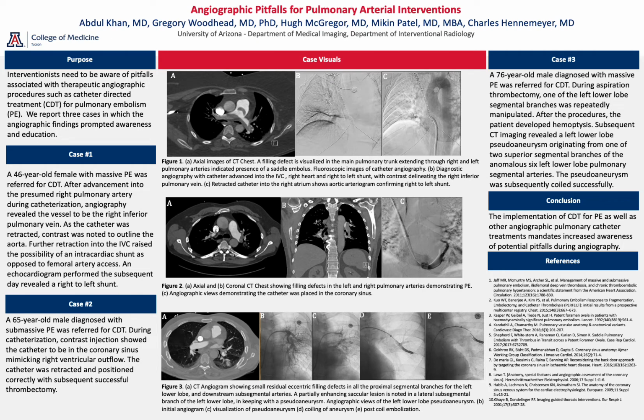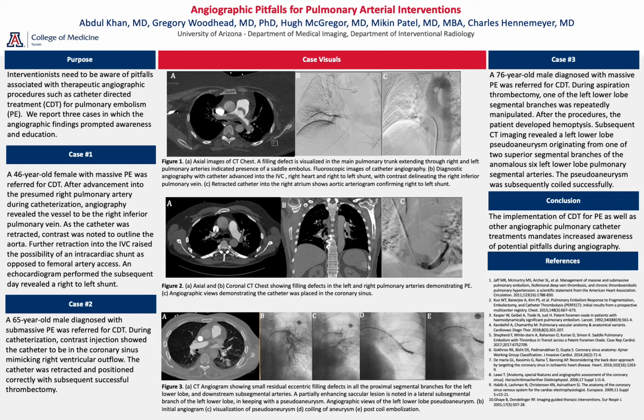In this patient that was receiving thrombectomy for pulmonary embolism, the catheter was noted to be in the coronary sinus. This is a more common pitfall seen with patients undergoing cardiac catheterization, having to do with the anatomy of the coronary sinus, but it is able to be accessed, and clinicians performing pulmonary arterial intervention should be aware of this possibility. The third pitfall that we present is a result of anomalous pulmonary arterial anatomy.